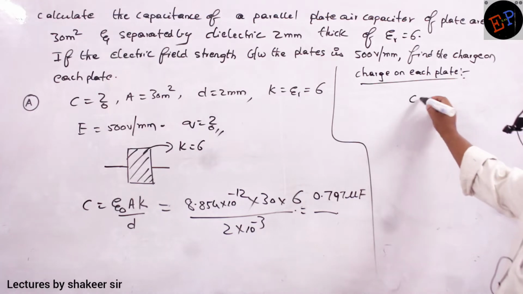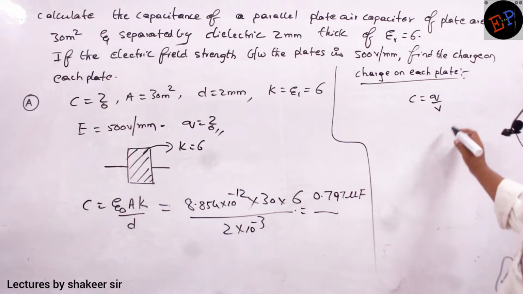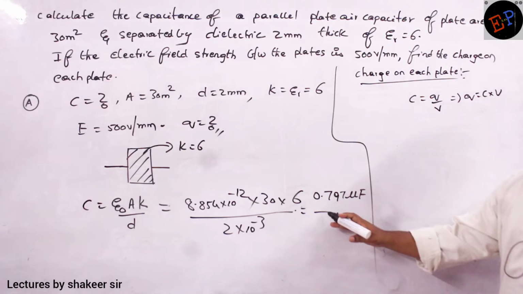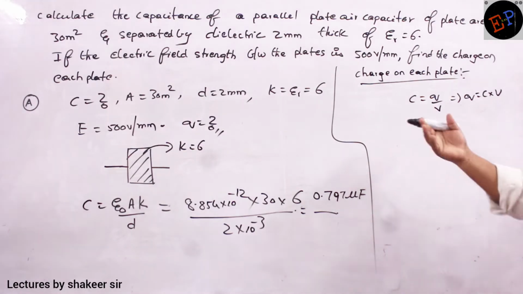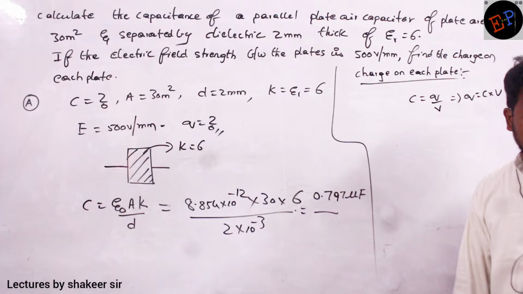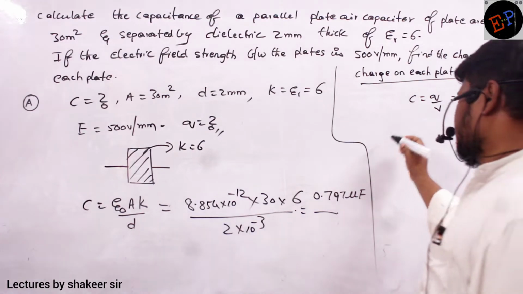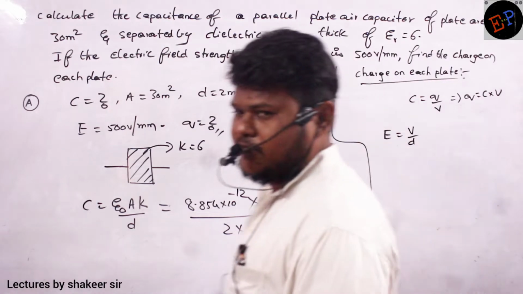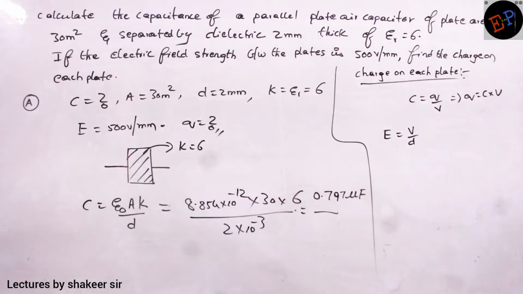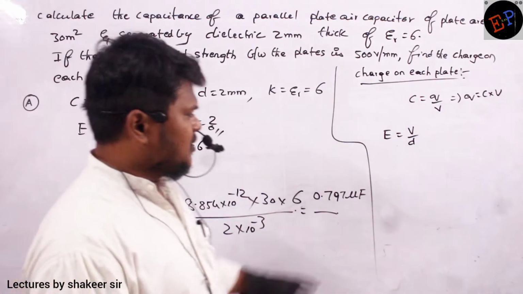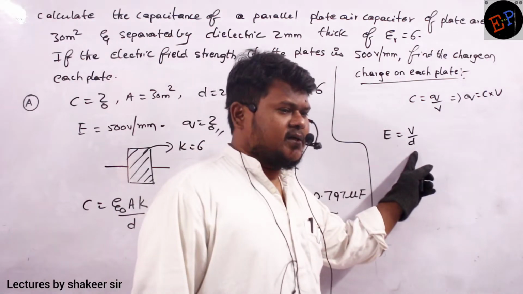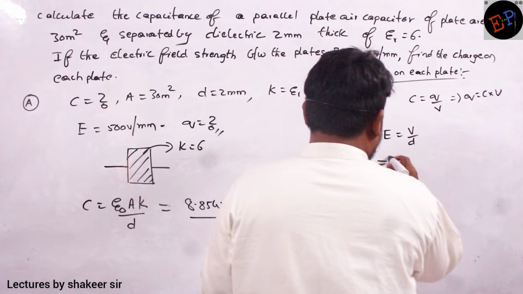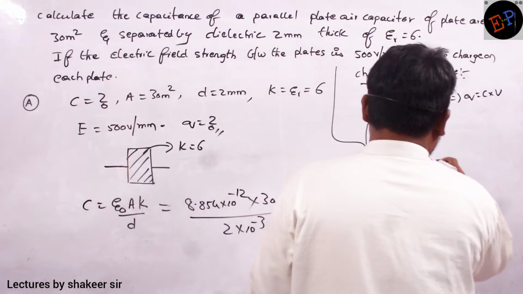C is equals to Q by V. So therefore Q is equals to C into V. Capacitance we have calculated. But what about potential difference between the plates? Very good. So therefore we have a relation E is equals to V by d. So field between 2 points is nothing but potential difference divided by distance between the plates. So therefore from this I can calculate V value. V is equals to E into d.